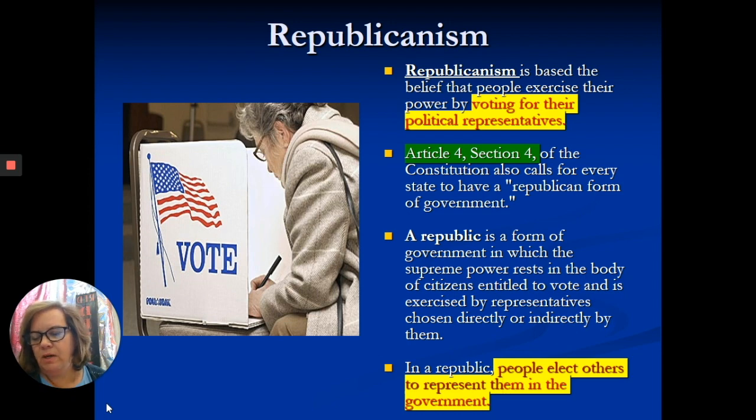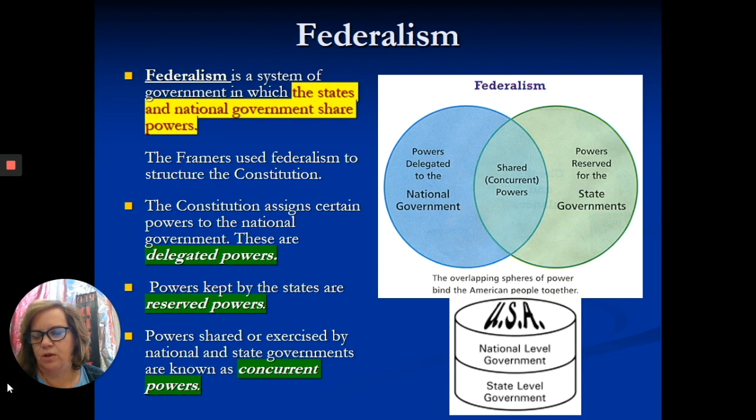We see republicanism in Article 4, Section 4, when the states are required to also provide some sort of Republican form of government, right? So just remember that republicanism is different than popular sovereignty in the fact that republicanism has to do with actually voting for a representative to then go to government to make decisions for you.